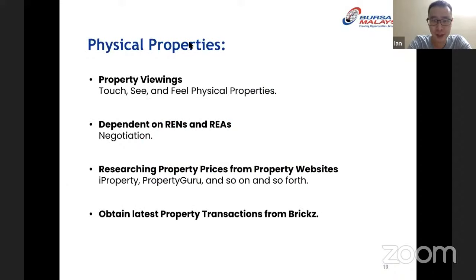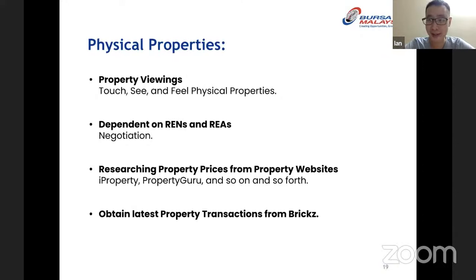Now, when it comes to physical properties, here's how we typically would do our homework. Number one, we go for property viewings. Of course, before we actually invest in the property, we go and view the property. Why? This is because we can touch the property, we can see for ourselves the property, we can use our five senses to actually feel the property. We can get to know about the structure of the property. We get to look at the surroundings of the property. So the first thing that we do, before we even talk about the price of the property, is go for property viewings.